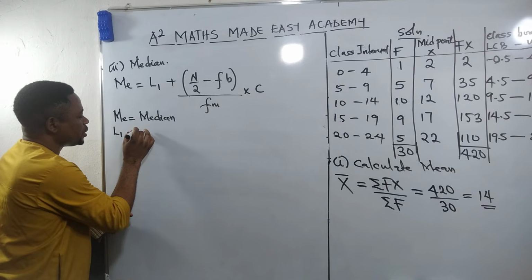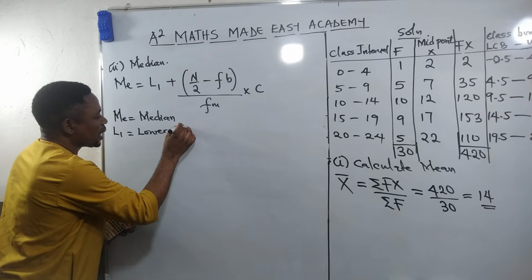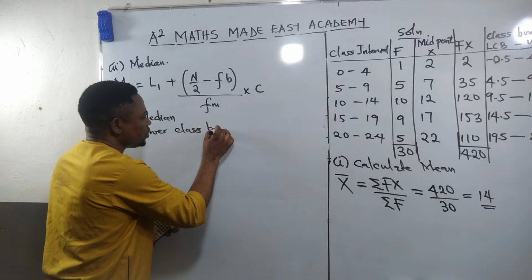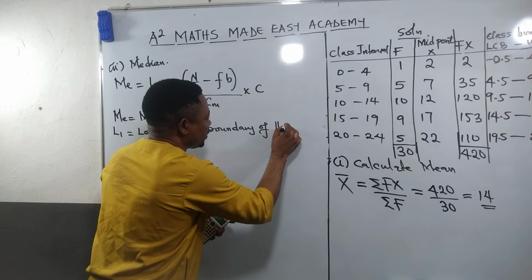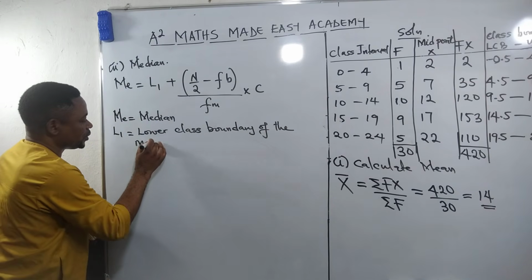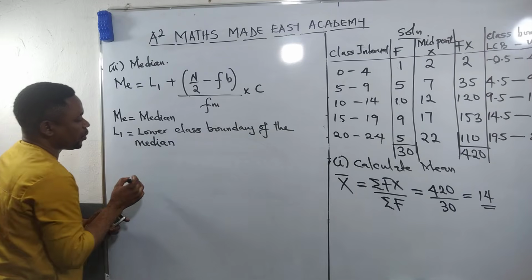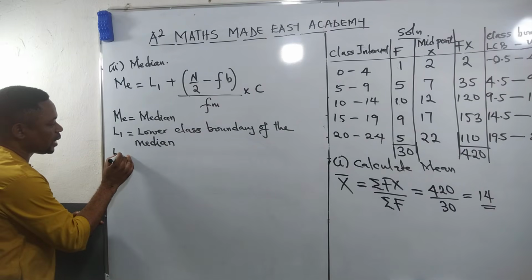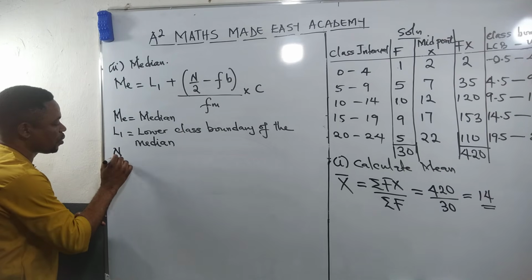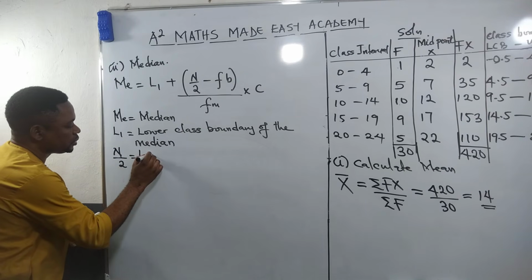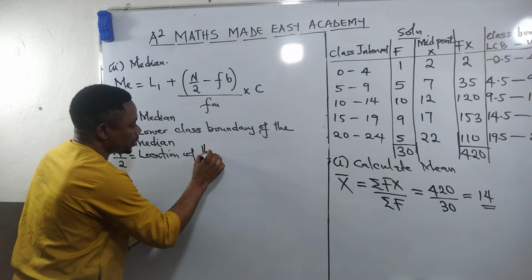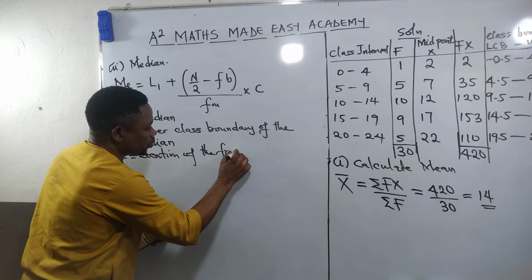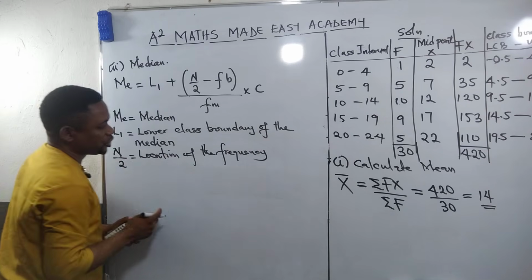While L1 is called the lower class boundary of the median. Are you with me now? The lower class boundary of the median. Then N over 2 is called the location of the frequency. The location of the frequency. I want you to observe something here. It is called the location of the frequency.